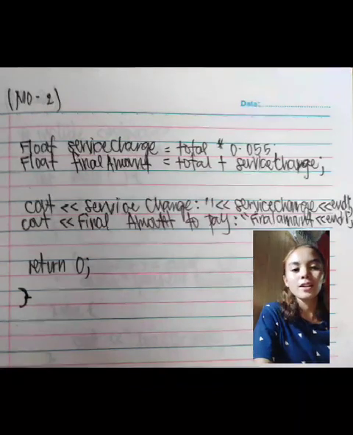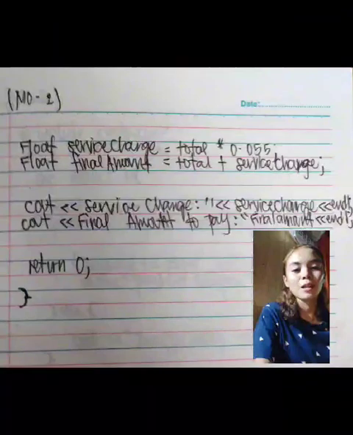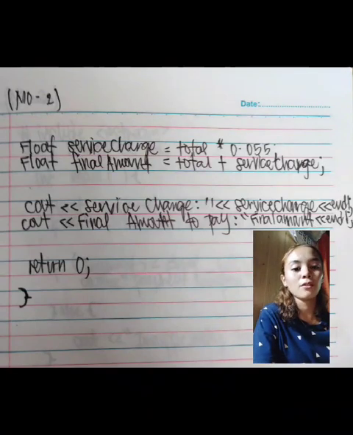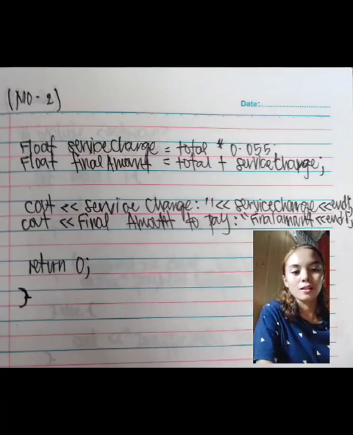Based on our earlier example where total equals 100, the output in plain text is: service charge 5.5, final amount to pay 105.5. This means the service fee is 5.5 and the total amount to pay is 105.5. This concludes the explanation for Module 2. We saw how to add fees, work with decimals, and make calculations more accurate.